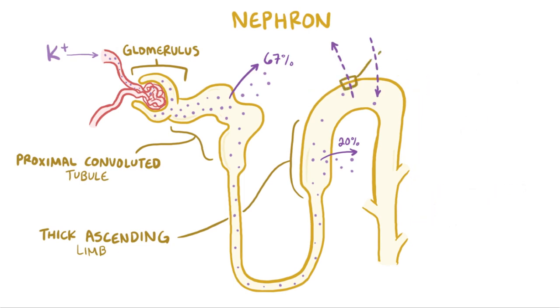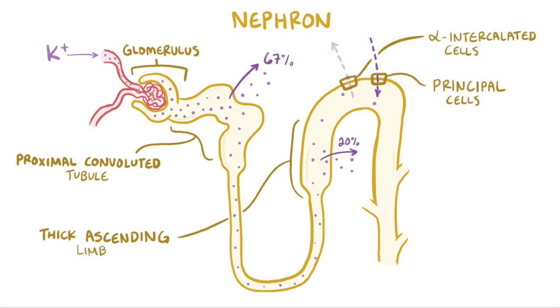Now, reabsorption in this area is taken care of by the alpha intercalated cells, while secretion is controlled by the principal cells. Typically, for people on a normal diet, more potassium is secreted than reabsorbed at this stage. And it could even be that all of the remaining potassium is secreted out if it's simply not needed.